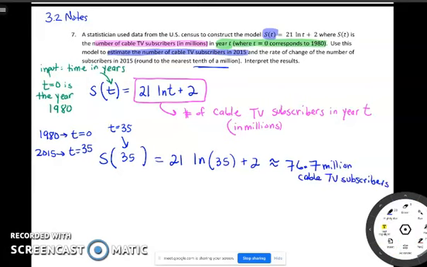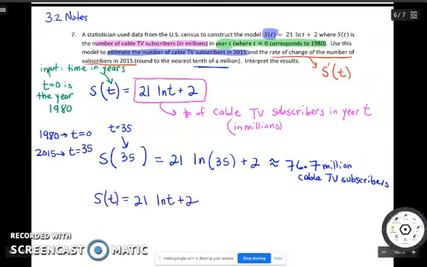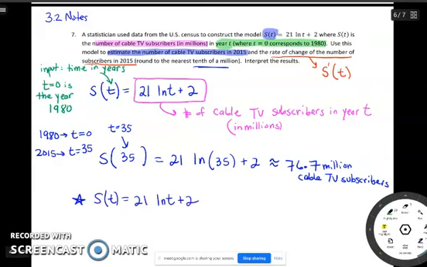Okay. We are also being asked to find the rate of change of the number of subscribers in the year 2015. That means I need to find the derivative of the S function. Well, we can do that. When I look at my original S of t function, the input is being sent to the argument. So we're going to use our log rule to find the derivative of the first term. So let's go ahead and do that.